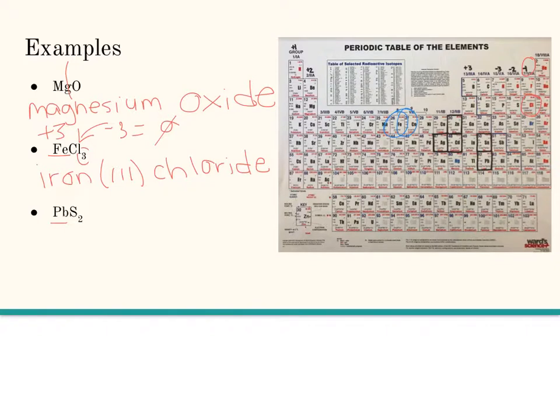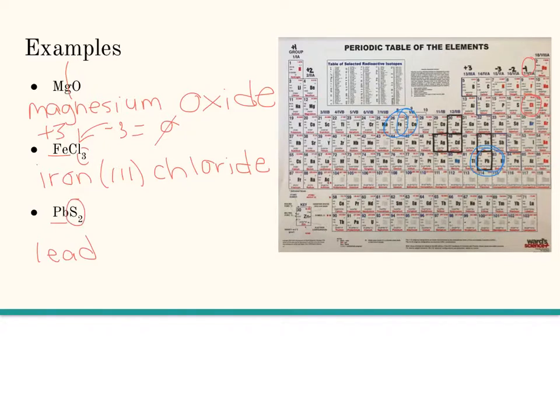Okay, we're going to do the same thing for our next example, PbS2. Pb is my cation. When I find it on the periodic table, I'll see Pb is called lead, so I'm going to name this as lead. But notice it is one of those elements that's highlighted in group 4, which means it can have multiple oxidation numbers. Again, to determine what the charge of this lead is, is it lead 2 or lead 4, we are going to look at the charge of the anion.